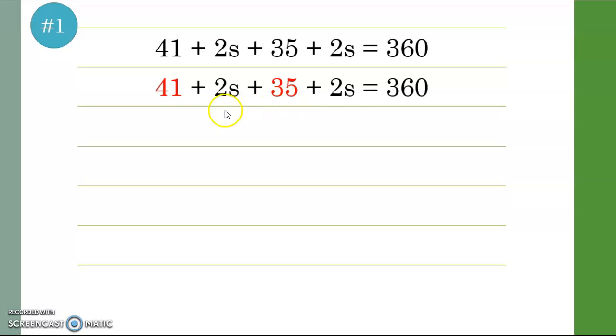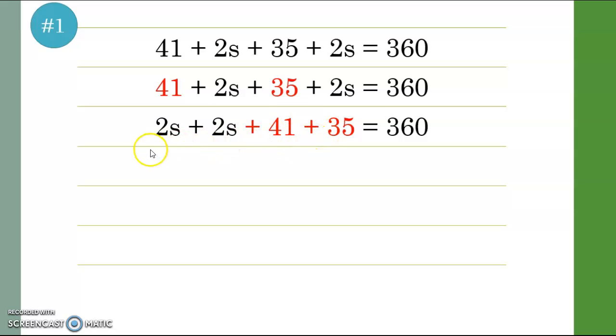And what we're going to do next is rearrange the left side of the equation, and we're going to put the 41 and the 35 next to each other because they are alike in the fact that they don't have that variable s attached to them. You can see all I've done right here is I've rewritten it, I've rearranged the terms, and I can do this because these terms are being added together. So I can rearrange them.